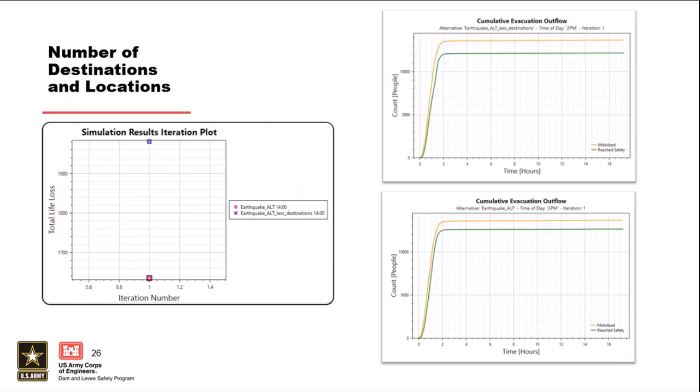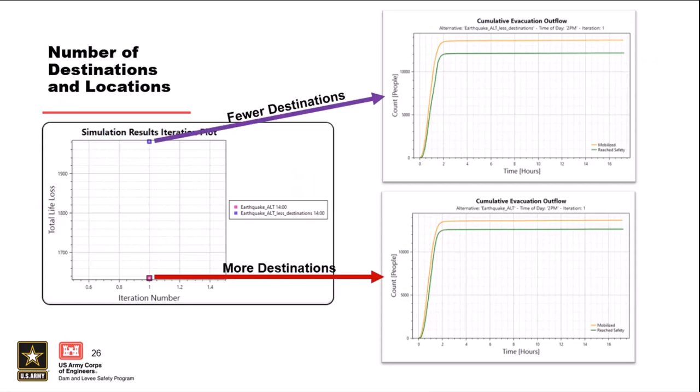It can be pretty significant if you have only one destination for a really large area and all vehicles are trying to get to that area. The more traffic congestion that's occurring, the longer your run times are going to be. So fewer destinations led to less evacuation outflow. What I want to bring your attention to up here is you notice that there's a little bit of a gap between these two lines on the plot. I'd like to bring all your attention up here to this plot.